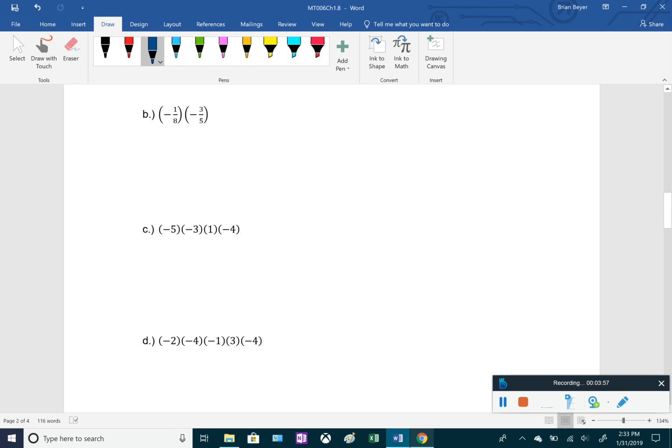For the next one, we have fractions: negative 1/8 times negative 3/5. I'm going to recognize that we have two negatives, and they're going to cancel each other out. So I'm going to rewrite this as positive 1/8 times positive 3/5. Remember, for multiplying fractions, we multiply numerators and multiply denominators, or you can try to cross-cancel common factors before you multiply. There are no common factors here. So this is going to be 3 over 8 times 5, which gives us 3 over 40.